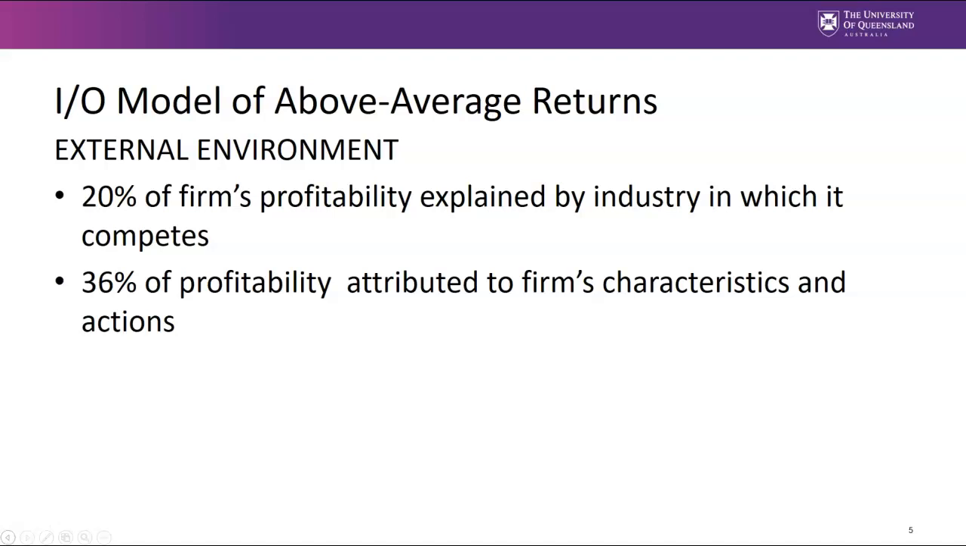So that is because of the industry that the firm is in. It doesn't matter how amazing the restaurant is, it's still only going to make so much money simply by being part of the food and beverage industry, because it's the external environment that is dictating this.